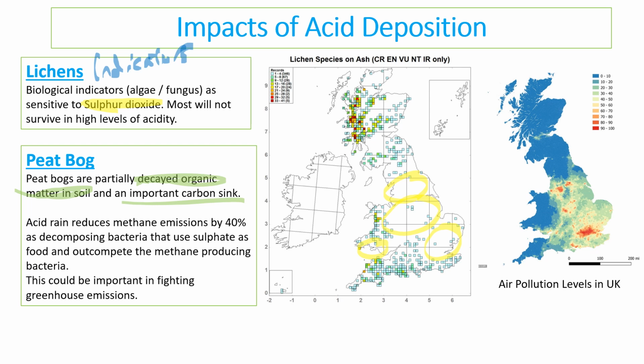Acid rain will actually reduce the methane emissions of carbon sinks by 40%, and that is because the bacteria that decomposes in the peat bogs will actually be killed, and therefore the acid rain could actually be useful in stopping carbon dioxide and methane emissions.